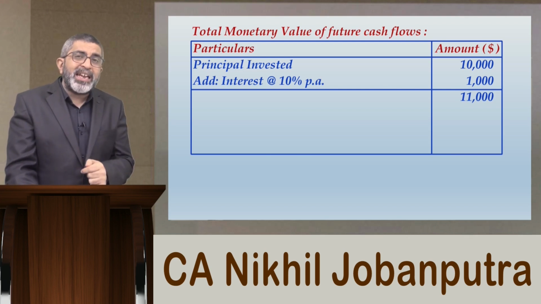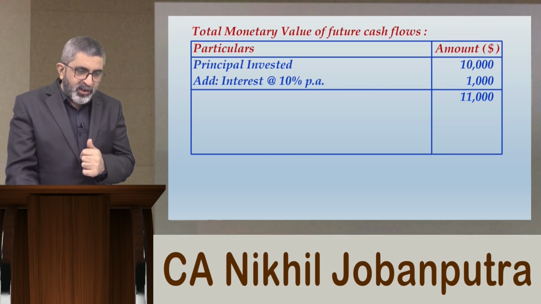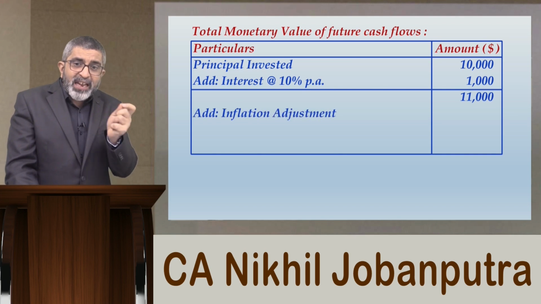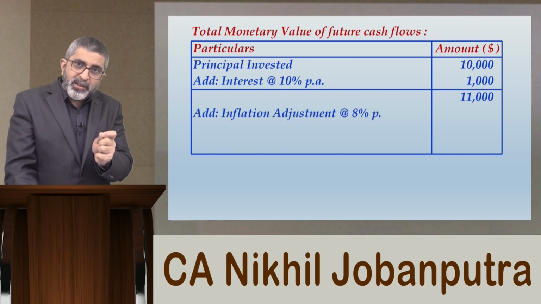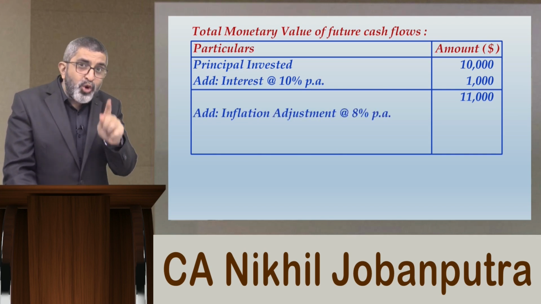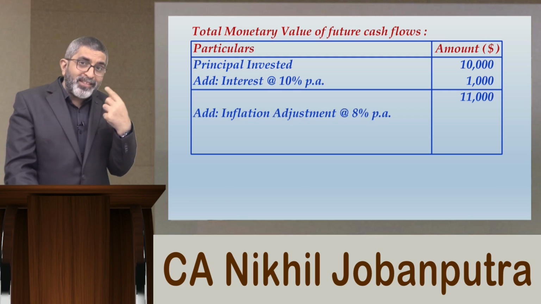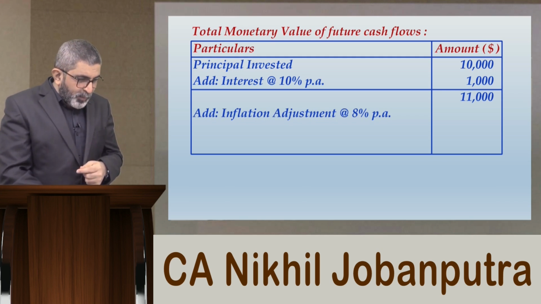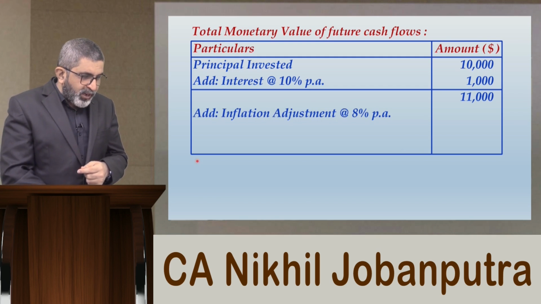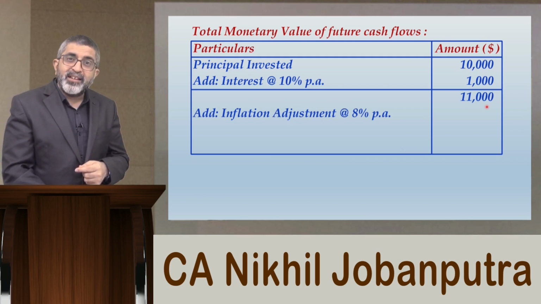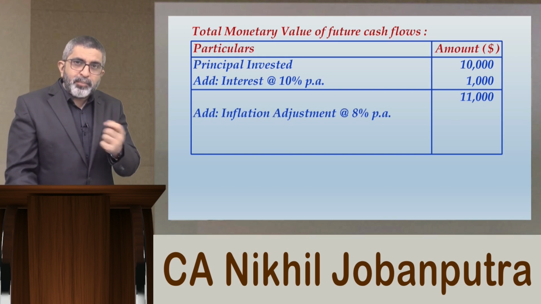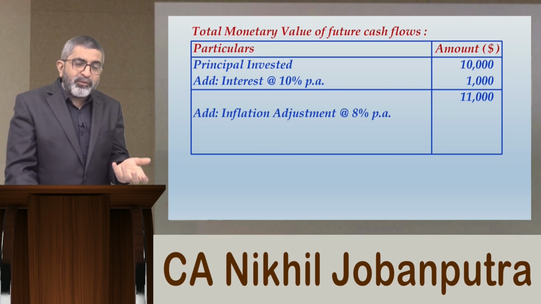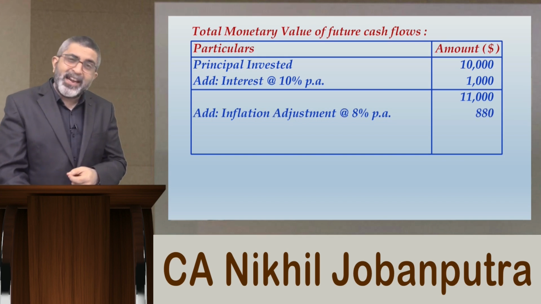Now they have given the inflation rate as 8%, so you are going to add the inflation adjustment at 8%, but not 8% on $10,000. That will be 8% on this cumulative value, that is $11,000, and that would not be simply $800, it will be $880.